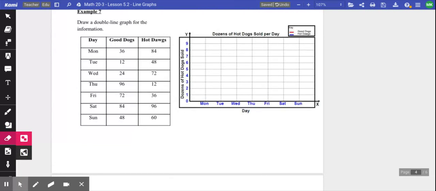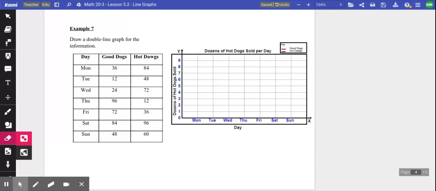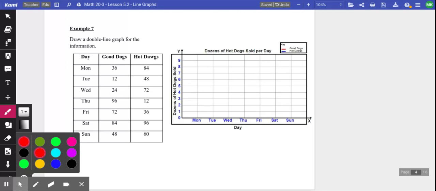A double line graph just means you're going to do it twice. You're just going to have one in one color, one in the other color. So I'm going to do the first one in red. So Good Dogs is selling dozens of hot dogs. So that means divide by 12 to figure out how many dozen. For instance, this would equal 3 dozen. I'm just going to go along and make my point.